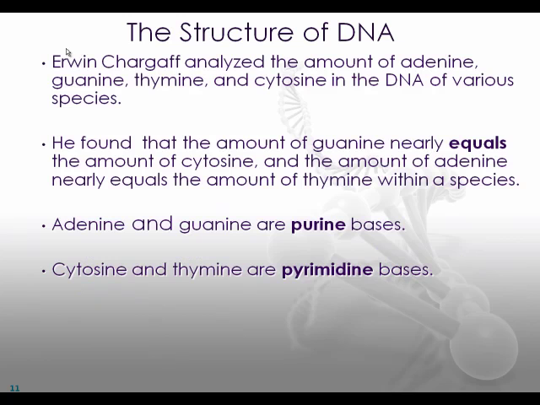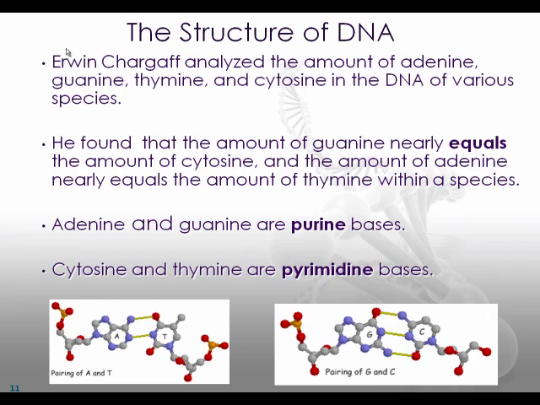Let's continue with the structure of DNA. Chargaff analyzed the amount of adenine, guanine, thymine, and cytosine in the DNA of various species. He found that the amount of guanine nearly equals the amount of cytosine, and the amount of adenine nearly equals the amount of thymine within a species. Adenine and guanine are purine bases. Cytosine and thymine are pyrimidine bases. And you will see the base pairing in the diagrams at the bottom.